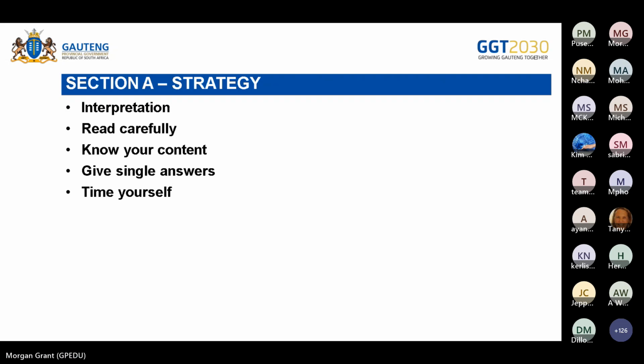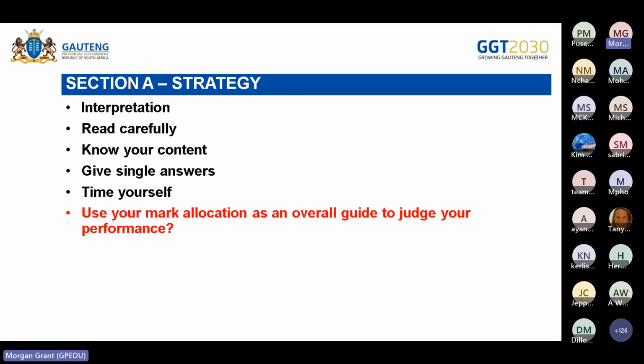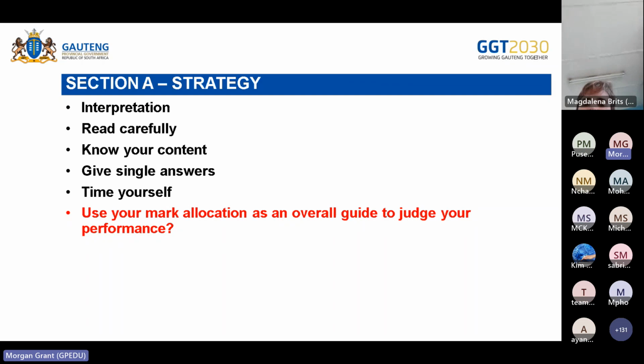Okay. Another one, learners, time yourself in section A. It's 25 marks. The paper's out of a total of 150 marks. You have a total time of 180 minutes. So it works out to about 30 minutes in total that you should spend on section A, which is question 1, question 2, and question 3. And then this one, I'm just throwing in there and I'm highlighting it in red. Use your mark allocation as an overall guide to judge your performance.